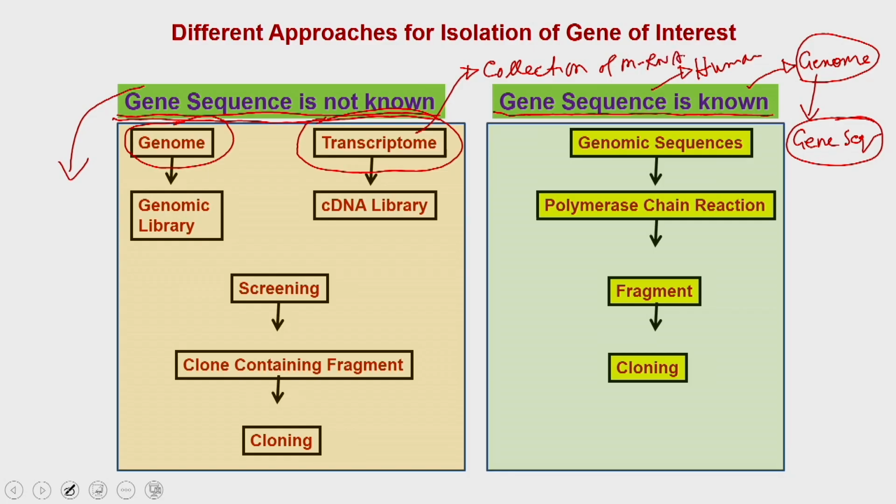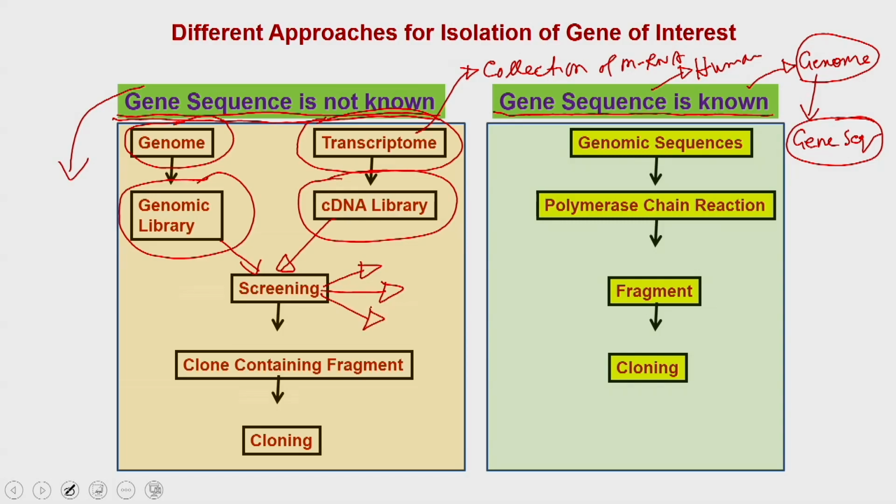So, these are the two sources from which you can extract the genomic gene sequence of your interest. For both of these approaches, in the case of the genome you have to prepare a genomic library, or in the case of the transcriptome you have to prepare a cDNA library. Once you prepare the genomic library or the cDNA library, you have to screen these libraries to look for your particular gene sequence. There are different ways in which it could be screened, that we are going to discuss in a subsequent lecture.